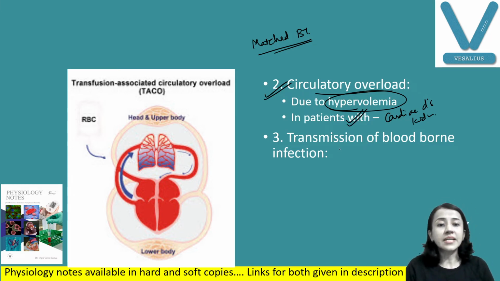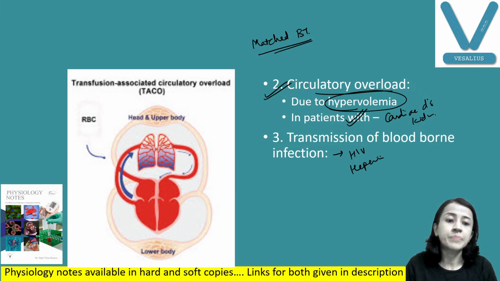Okay, then certain blood-borne infections are also transmitted in spite of matched blood. This is also a hazard of blood transfusion. And which are the blood-borne infections? That is HIV, human immunodeficiency virus, hepatitis B, malaria, syphilis. So these are the blood-borne infections which are transmitted.